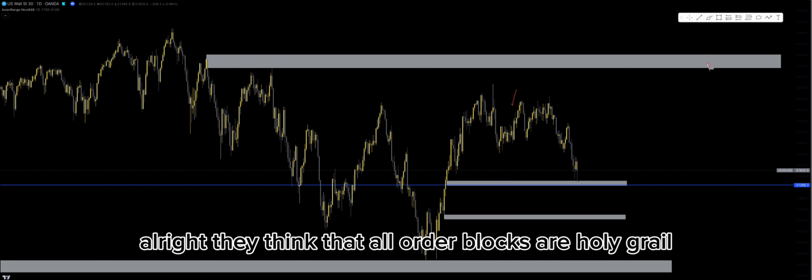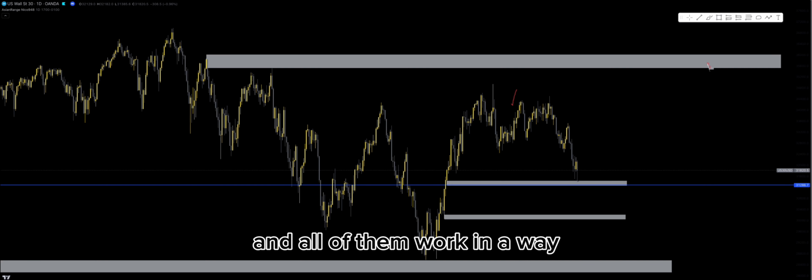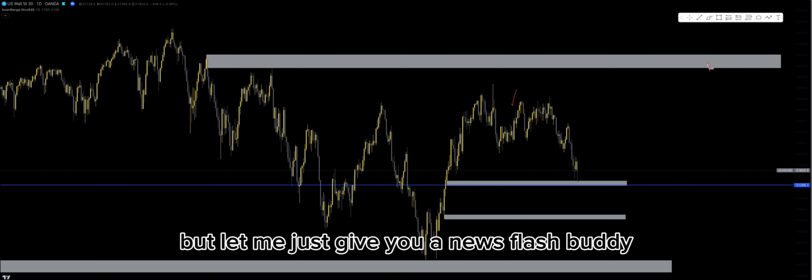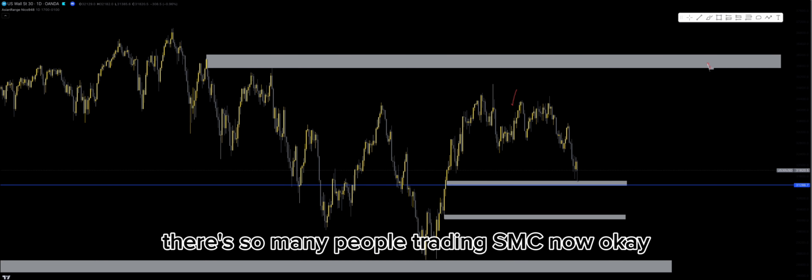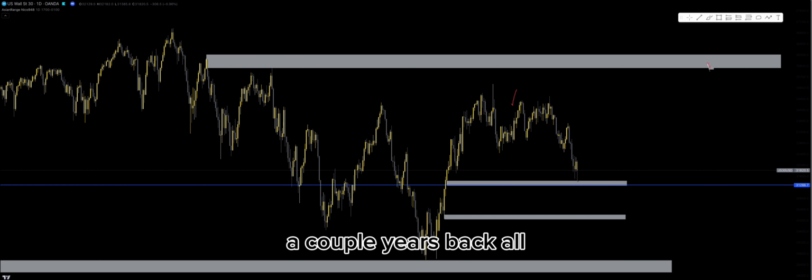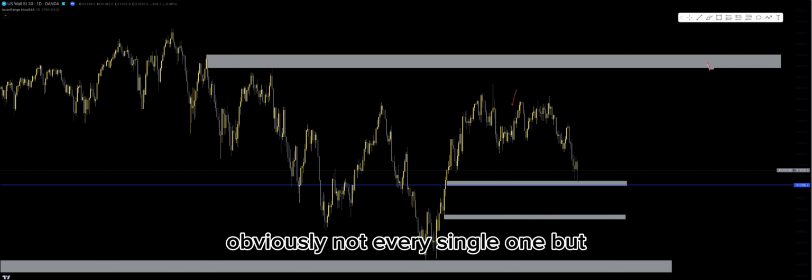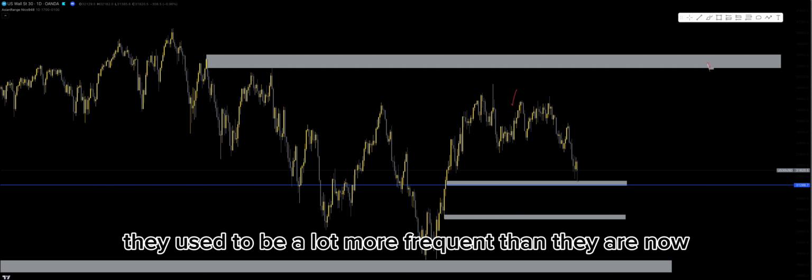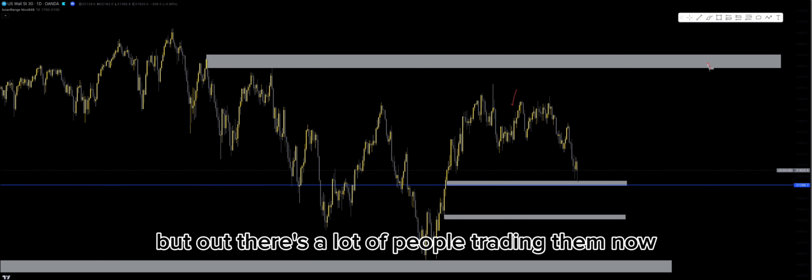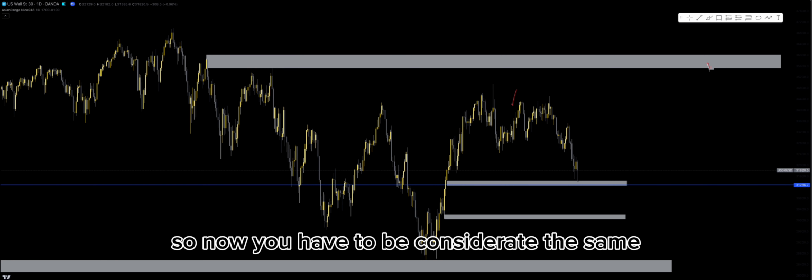They think that order blocks are holy grail and all of them work in a way. But let me just give you a news flash, buddy. There's so many people trading SMC now, okay? A couple years back, all order blocks used to react-ish, right? Obviously not every single one, but they used to be a lot more frequent than they are now. But there's a lot of people trading them now. So now you have to be considerate.